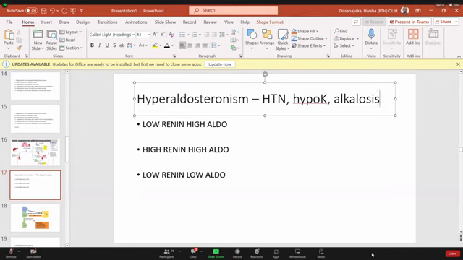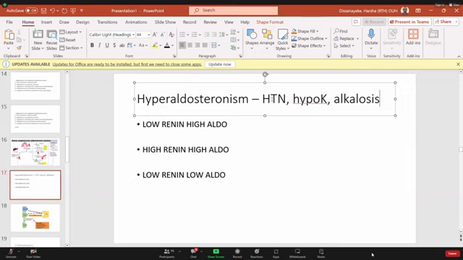Alkalosis. So why do all these things happen? When there is aldosterone excess, it activates the aldosterone receptors, causing sodium retention and water retention, which causes hypertension. When sodium reabsorption is increased in the distal convoluted tubule and collecting ducts, in compensation, potassium and H plus are excreted into urine. So therefore, there is alkalosis and hypokalemia.